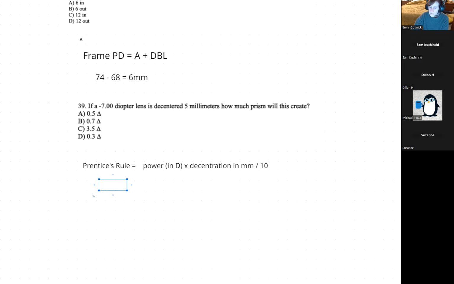And so our power is -7, and we're going to multiply that by the amount of decentration, which is 5 millimeters. I'll put the mm in, and then we're going to divide that. So we know that 7 times 5 is 35, and we're going to divide that by 10. So the answer is going to be 3.5.